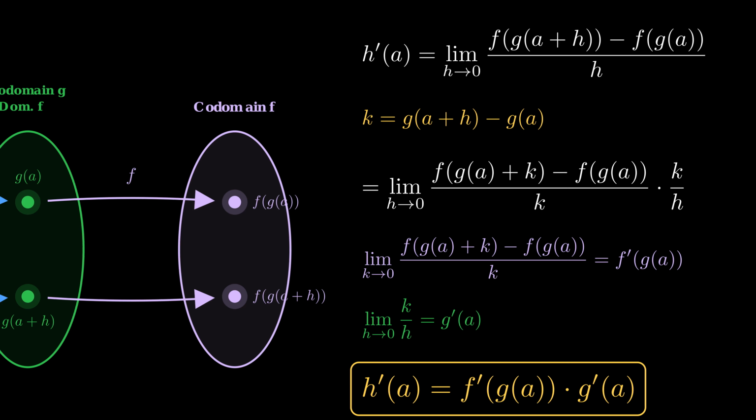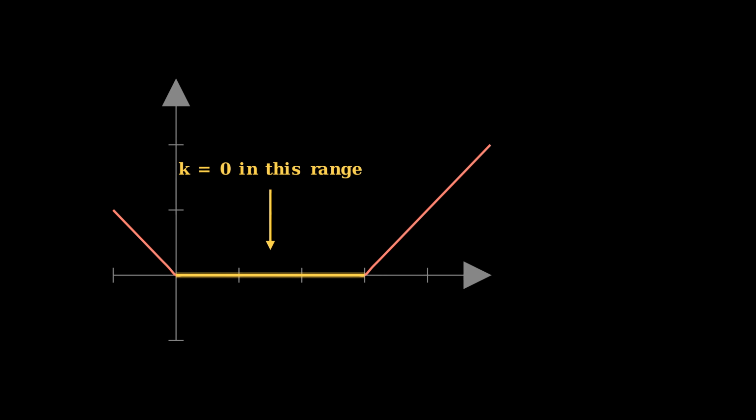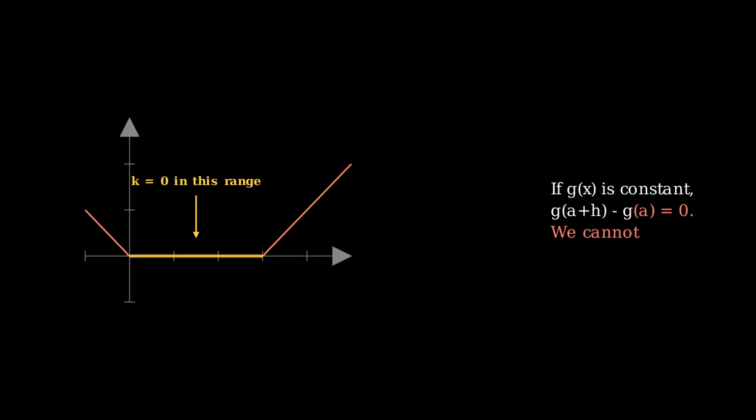What happens if the increment k becomes exactly 0? Imagine that the inner function g is constant over a small region. In that case, the increment k is exactly 0 for many values of h. By trying to divide by k, we would be performing an undefined division by 0. The previous proof ceases to be formally valid.